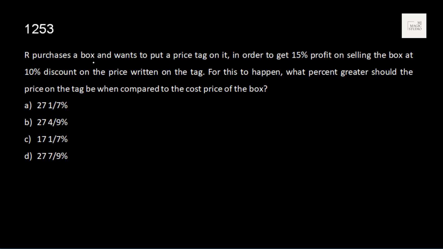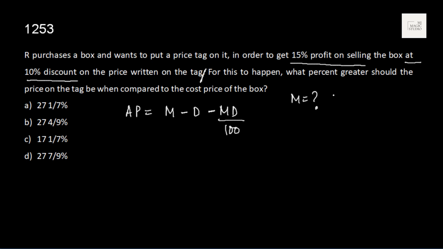R purchases a box and wants to put a price tag on it, in order to get 15% profit on selling the box at 10% discount on the price written on the tag. That means it is a question of marked up and discount. In case of marked up and discount, we know that actual profit is marked up minus discount minus MD by 100. Here marked up is missing. Discount is 10 and actual profit is 15.